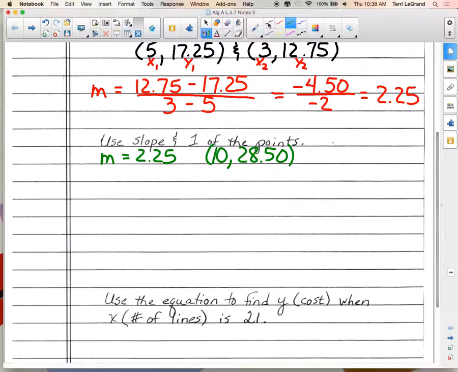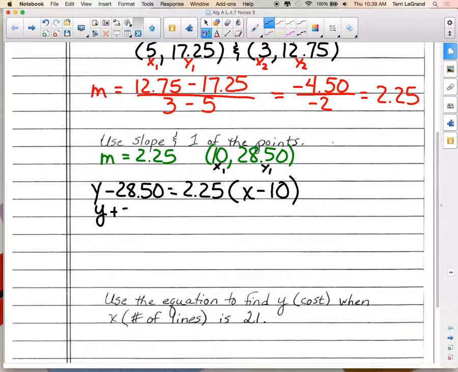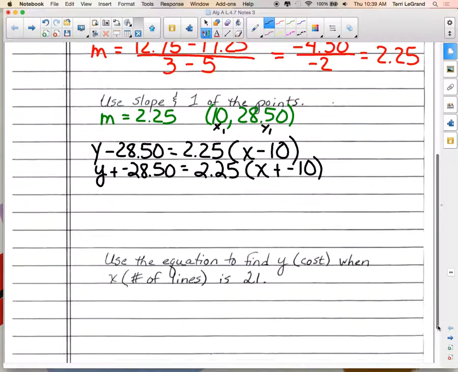So the rule of this is x sub 1, y sub 1, right? Because now we're going to do point slope form. So we're going to do y subtract 28.50 equals 2.25 times x subtract 10. You would add the opposite. We're going to change it to add the opposite, because we're just going to stay in that habit. Negatives and subtractions can create problems if we don't know how to use them properly.